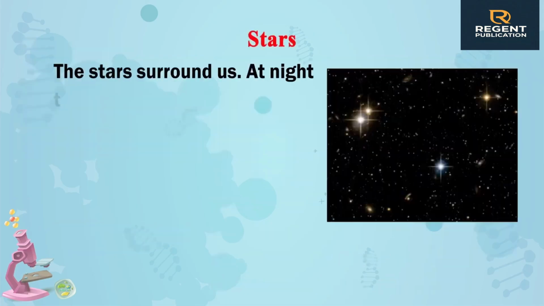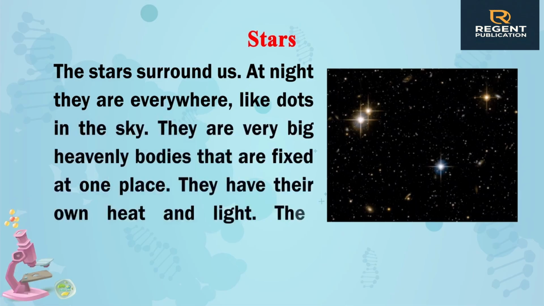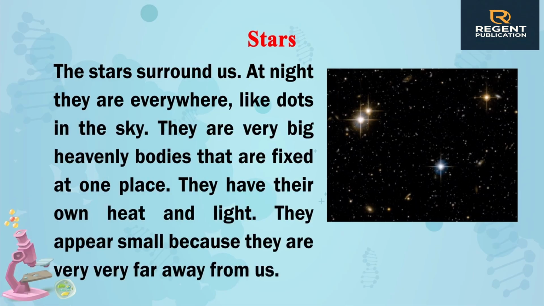Stars. The stars surround us. At night, they are everywhere like dots in the sky. They are very big heavenly bodies that are fixed at one place. They have their own heat and light. They appear small because they are very, very far away from us.